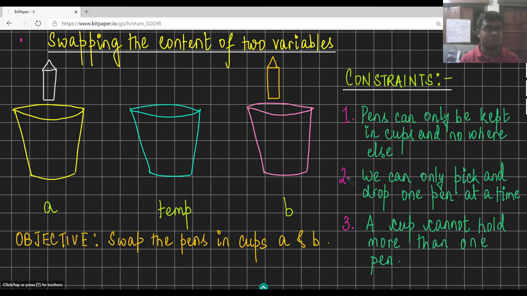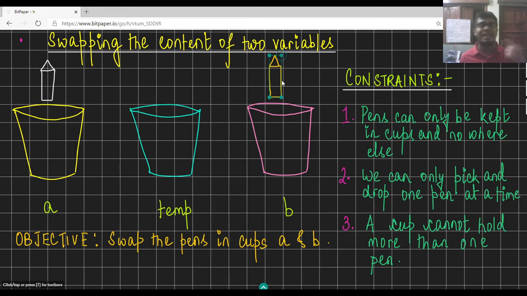So what are the constraints? What are the rules that we must abide by while doing this? You see, pens should only be kept in cups and nowhere else. You cannot take a pen and, let's say, simply keep it on the table, then take the other one, place it in cup A and place this in cup B. Can't do that, right? So pens can only be kept in cups and nowhere else.